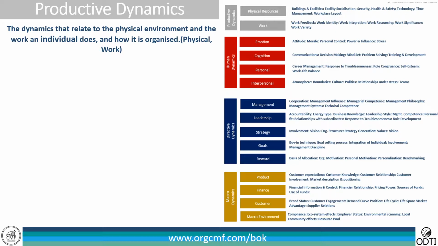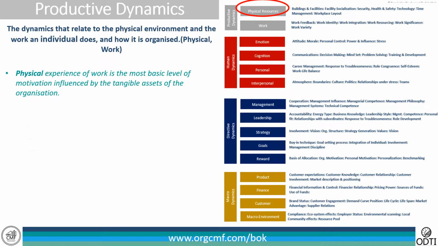We now look at the productive dynamics. These are the dynamics that relate to the physical environment and the work an individual does and how it is organized. On the right-hand side of the slide, you can see each dynamic and their relevant constructs. The physical environment is one of the most basic forces that influences an organization and its practices, behaviors, and performance. Think of it in terms of the first two basic needs in Maslow's hierarchy of needs, the physiological need and the safety and security need.